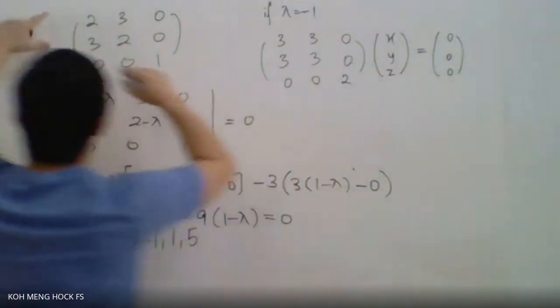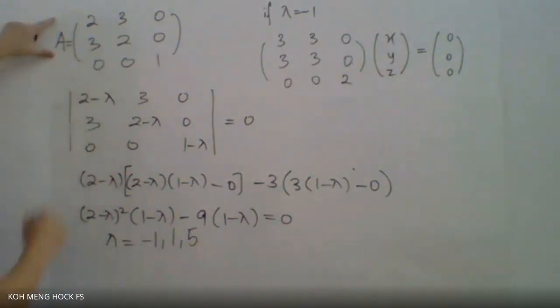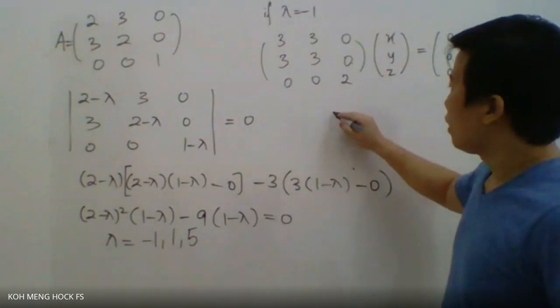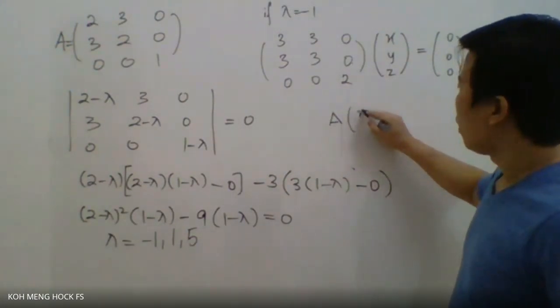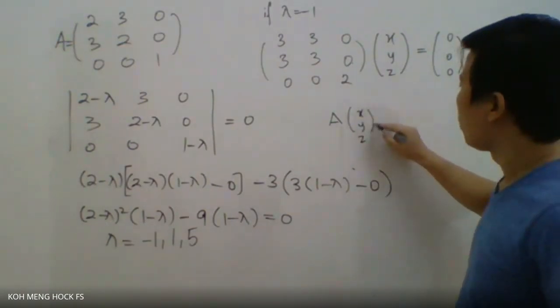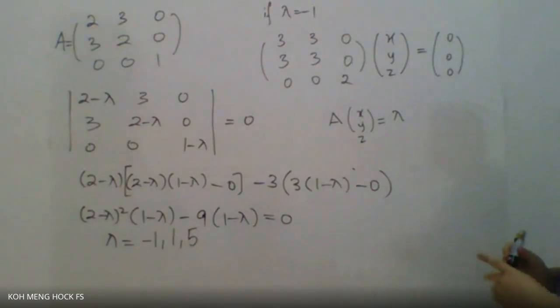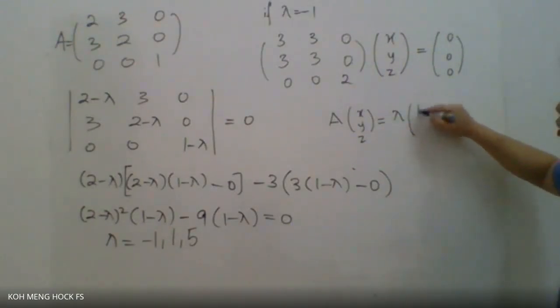Let's call this matrix A, and you can put matrix A multiplied by x, y, z, and this should give you the eigenvalue that you want. So this is one way to do it. So it means here you have 1, 1, 1.